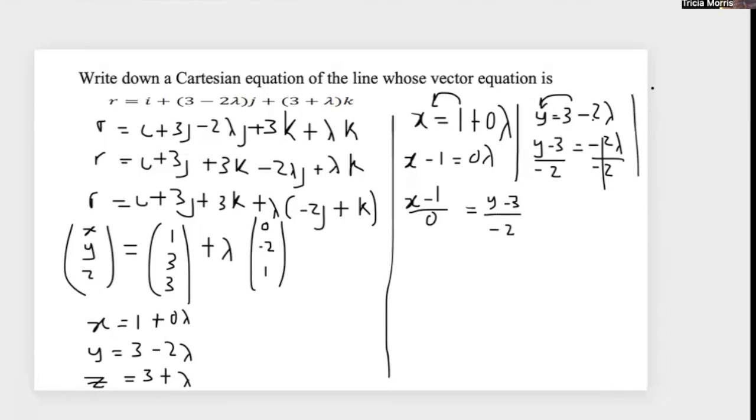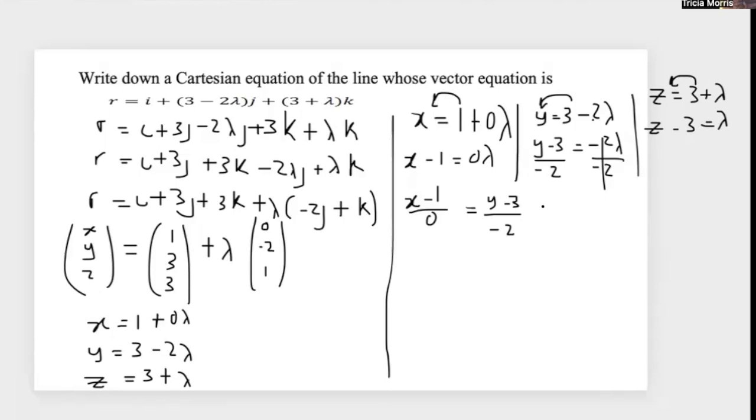Now the last one we have z equals 3 plus lambda. So we're going to make lambda the subject, so we carry the 3 over the equal sign. So we're going to have z minus 3 equals lambda, and it's the same as saying z minus 3 over 1.